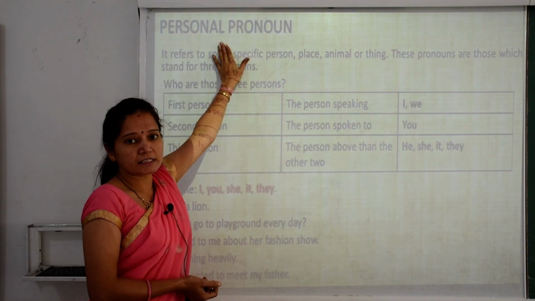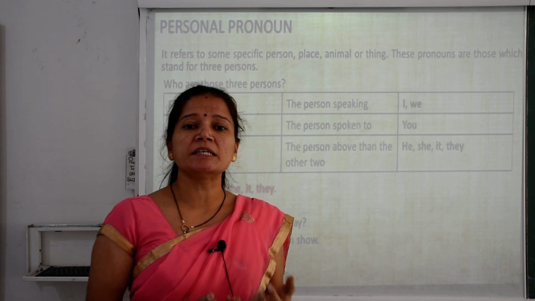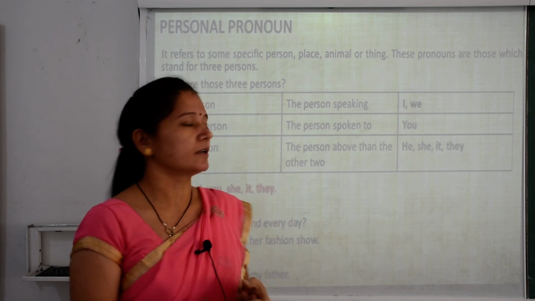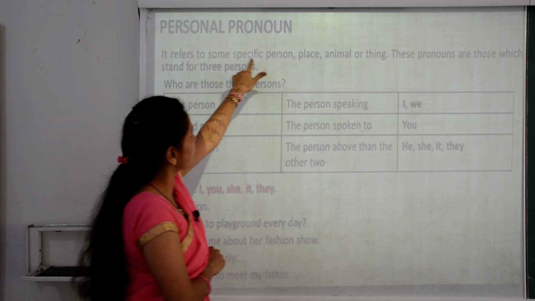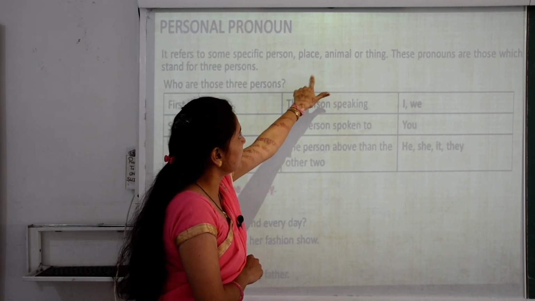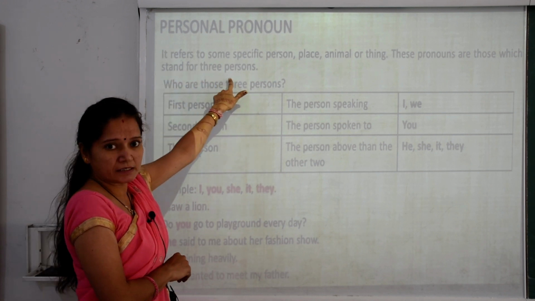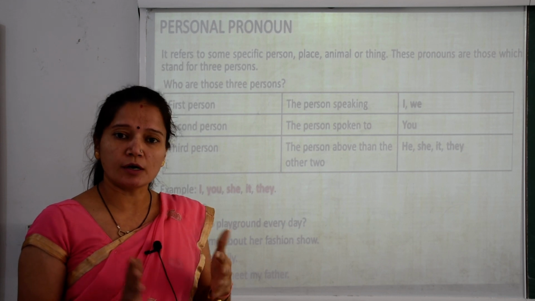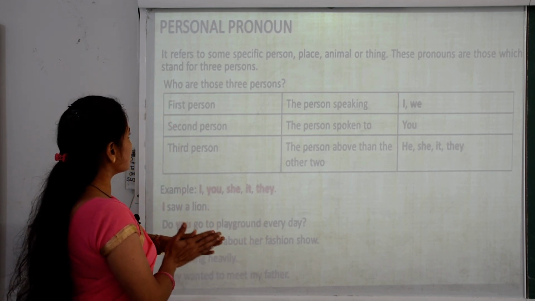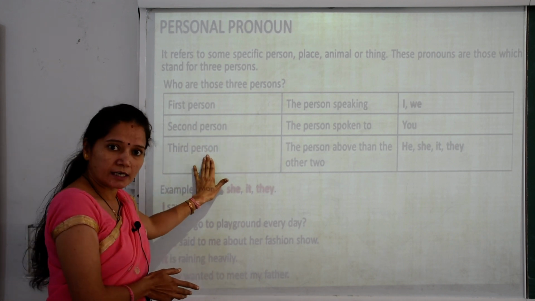Okay, so the first is the personal pronoun. What is the meaning of personal, students? Personal means person-based replacement. Now let's see the definition. It refers to some specific person, place, animal or thing. These pronouns are those which stand for 3 persons. Who are those 3 persons? That question comes to your mind. So let's see what these 3 persons are: first person, second person and third person.